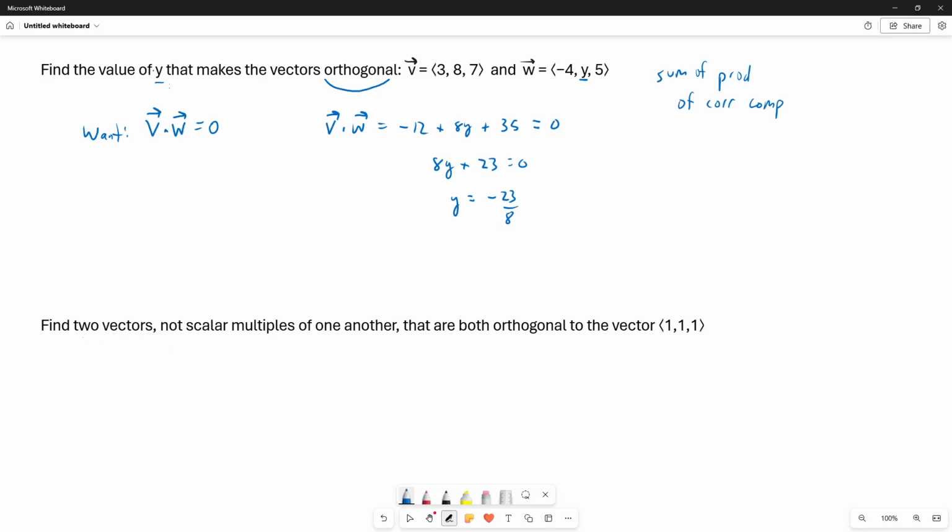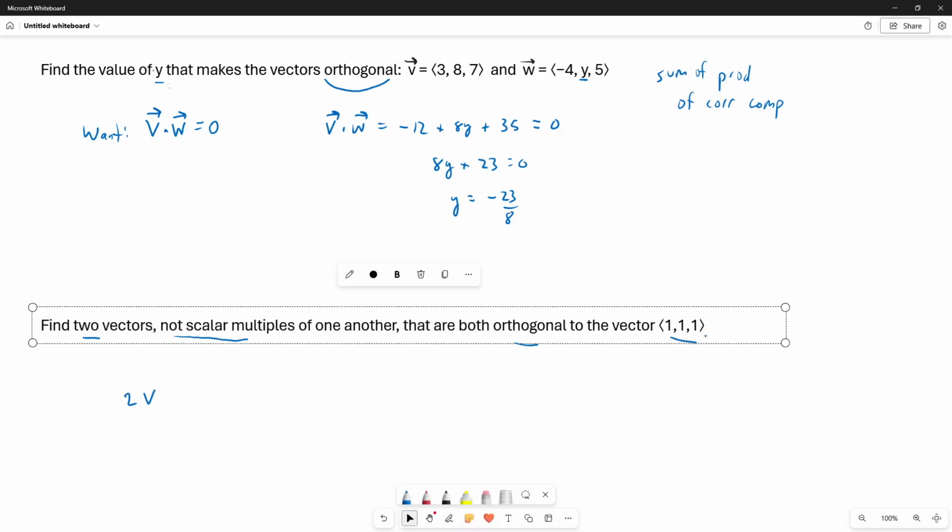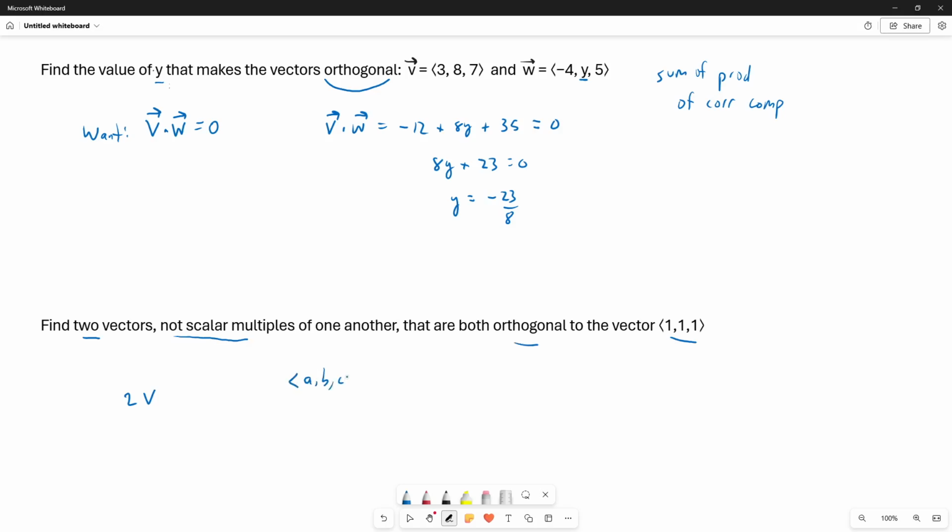Second problem, let's find two vectors that are not multiples of each other, because once we find one, then we can multiply it by 2 and it will still have the property that it is orthogonal to the given vector 1, 1, 1. So let's say we have a vector ABC and we want it to be orthogonal to 1, 1, 1. Then that means that we want this dot product to be 0. The dot product is A plus B plus C.